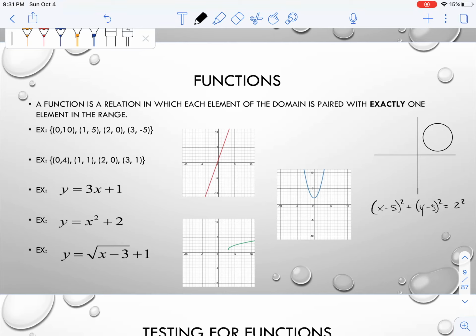Now let's say for the second function here, I had another point. Let's say I had the point 1, 5. Here I would have had 1, 1, and here I would have 1, 5, and because I have 2 different y values for the same x, this would then not be a function anymore.